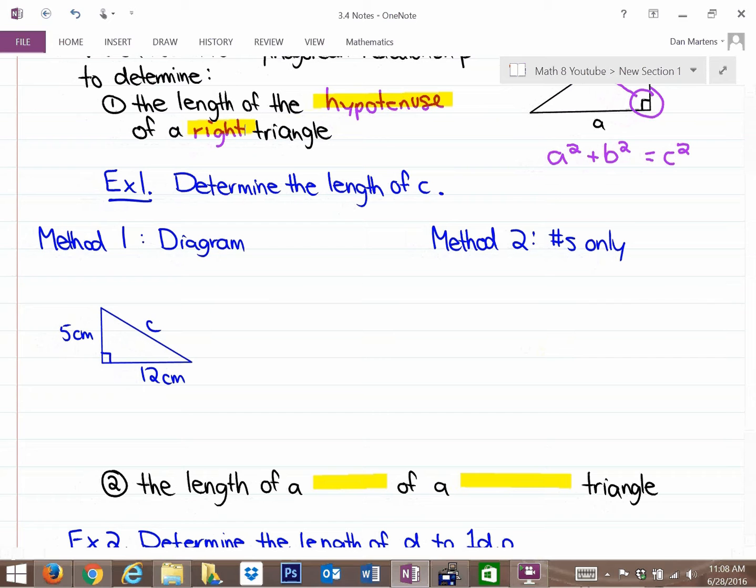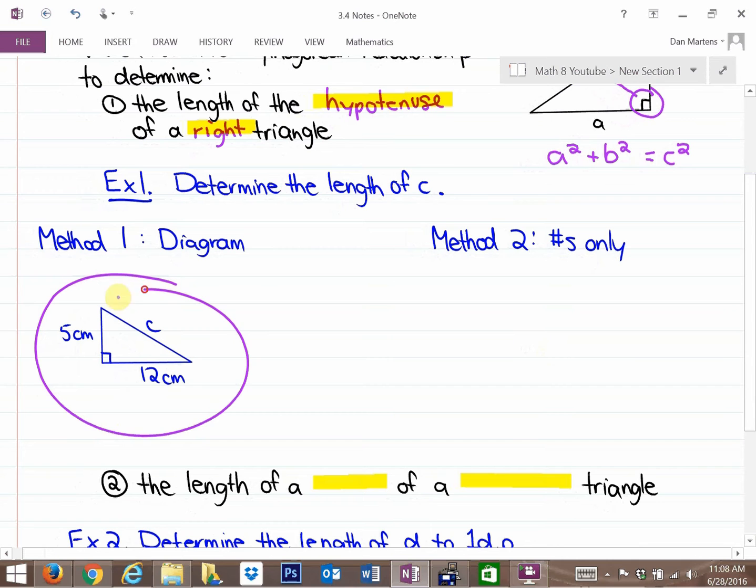There's two methods we could use. One is a diagram and one is just using the numbers. It's totally up to you. But in this particular question, do not give me an answer of 5 plus 12 is equal to 17, because there's no way that the diagonal length of C could be equivalent to these two perpendicular lines here. So remember, the relationship is a squared plus b squared equals c squared.